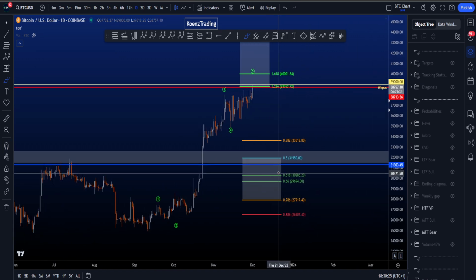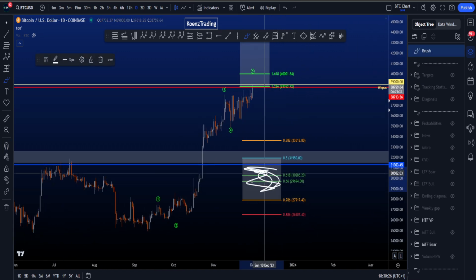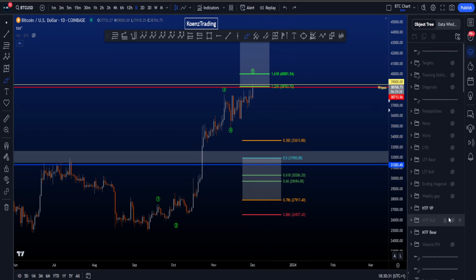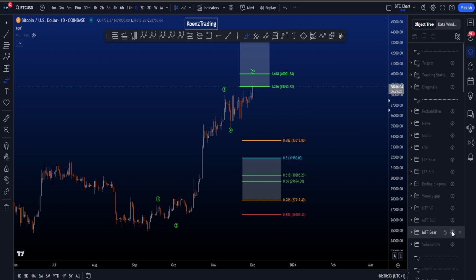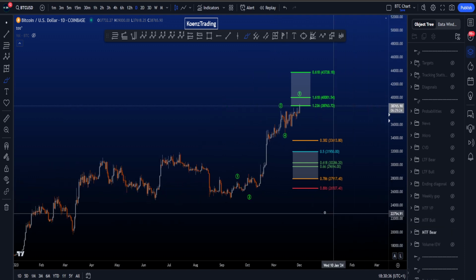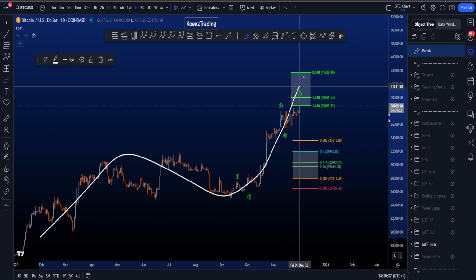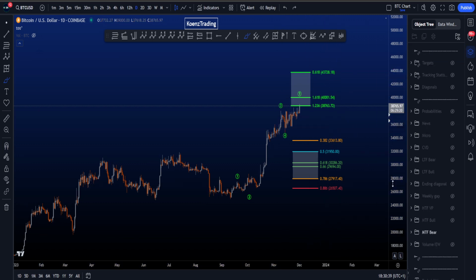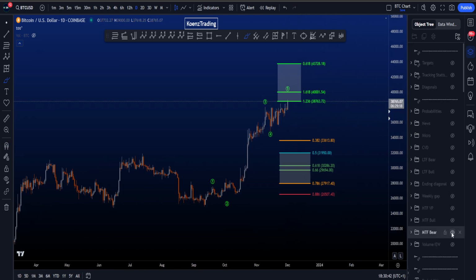So preferably, price is not closing any high time frame candles below over here, but instead finds support, and then we can be looking for price to move towards the upside in the bullish scenario. In the bearish scenario, we would be looking for an A, B, C, and then a move to the downside. It all depends on the retracement.